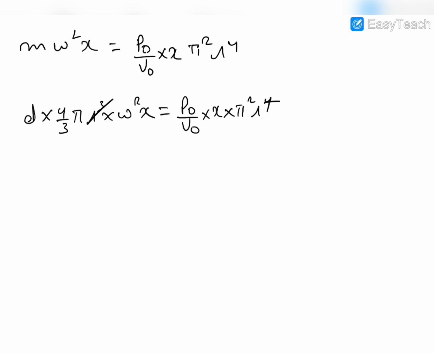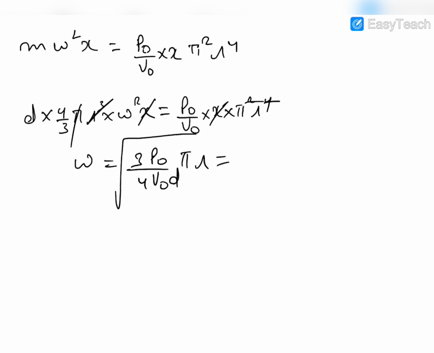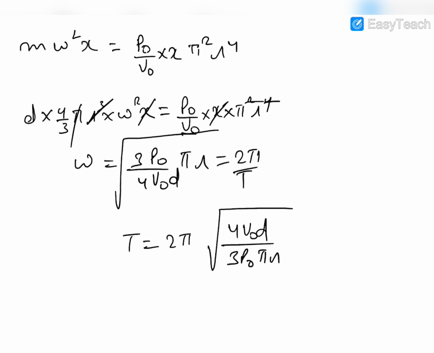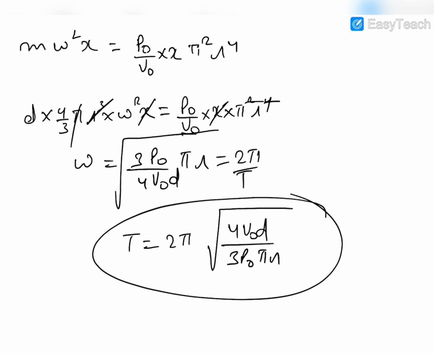So cancelling this r cube with this, and pi with pi, x with x, omega square will be equal to 3 P naught by 4 V naught d pi r, and omega will be the root of this, and omega is equal to 2 pi by T. So time period will be equal to 2 pi under root of 4 V naught d by 3 P naught pi r. This would be the time period of SHM of the ball.